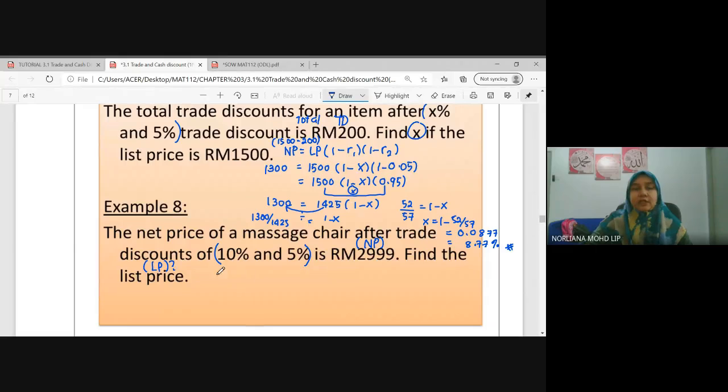Berapa kan? So, awak still gunakan formula yang sama. NP equal to. Dia tak ada formula lain. Formula yang ni je awak guna. Tinggalnya awak masukkan, gantikan nilai dia lah. Bila 1 minus 0.1, 10%, 1 minus 0.05. Kita tahu ni kan formula dia kan. NP equal to LP, 1 minus R1, 1 minus R2. Okay, so LP masukkan. Dia nak cari LP kan. Soalan nak cari LP. And then given the net price, NP.